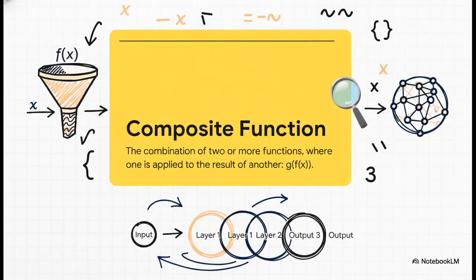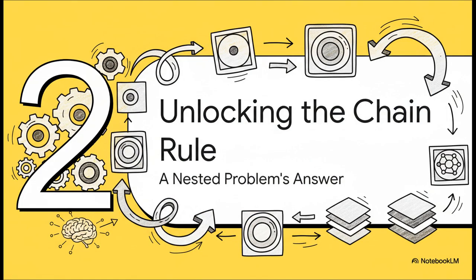Now, in the world of math, this has a formal name, a composite function. When you see it written out like g of f of x, all you have to remember is you work from the inside out. You figure out f of x first, and then whatever that answer is, you plug it into g. So we've got these nested functions. The big question is, how in the world do we find their rate of change, their derivative?